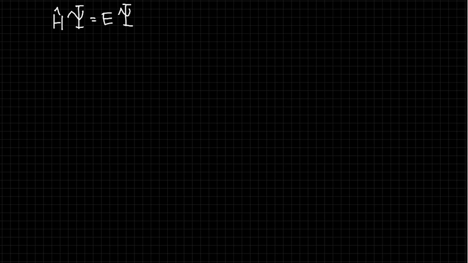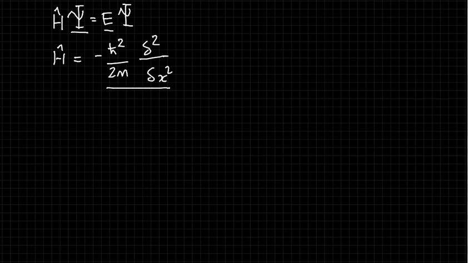So the Hamiltonian in one dimension is going to be negative h bar squared over 2m, partial derivative with respect to x, times the wave function. And so you can see that this is our Hamiltonian. It operates on our wave function, and we're going to get out some energy and the wave function again. And what we're trying to find is a wave function for which this equation holds.